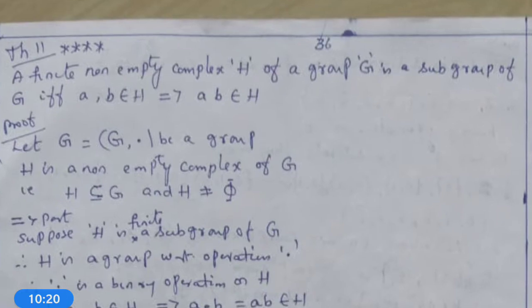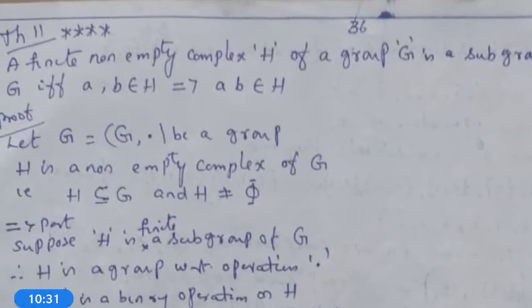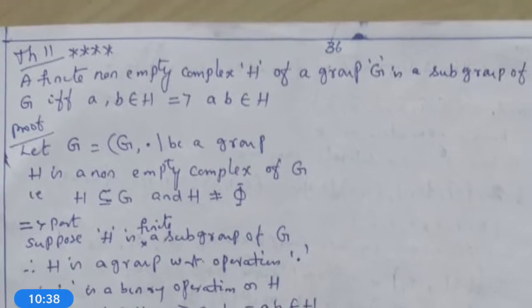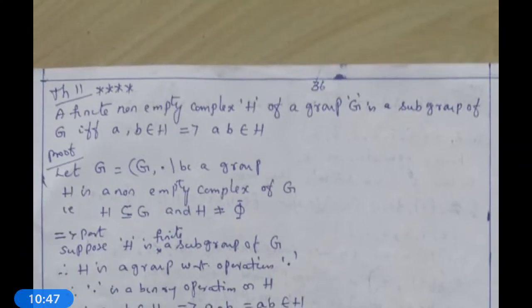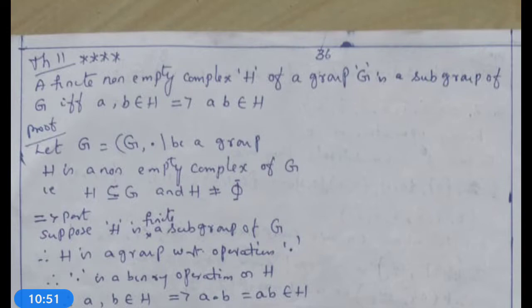A finite non-empty complex H of a group G is a subgroup of G if and only if a, b belongs to H implies ab belongs to H. Once again, a finite non-empty complex of a group G is a subgroup of G if and only if a, b belongs to H implies ab belongs to H.